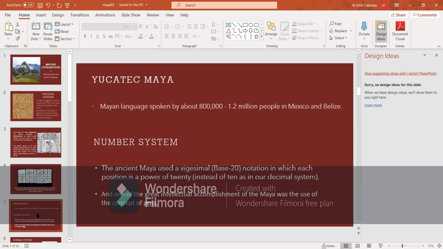So, ang ancient Maya gumagamit ng tinatawag na vigesimal or base 20 notation, in which each position is a power of 20 instead of 10 as in our decimal system. At ang sabi dito, ang isa sa pinaka-significant accomplishment ng mga Mayan ay the use of the concept of zero. So sa mga Mayan nagsimula ang zero, and hanggang ngayon, di ba, pinapakinabangan pa rin natin at ginagamit ang zero. Kahit sabihin natin zero yan, importante pa rin ang concept ng zero.